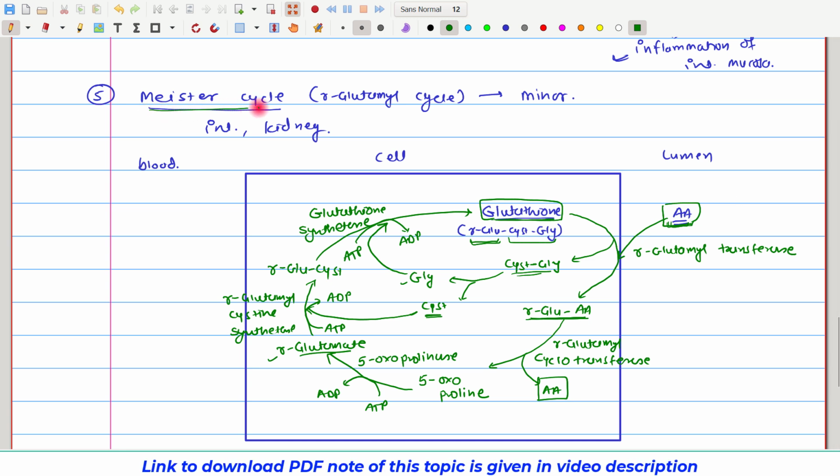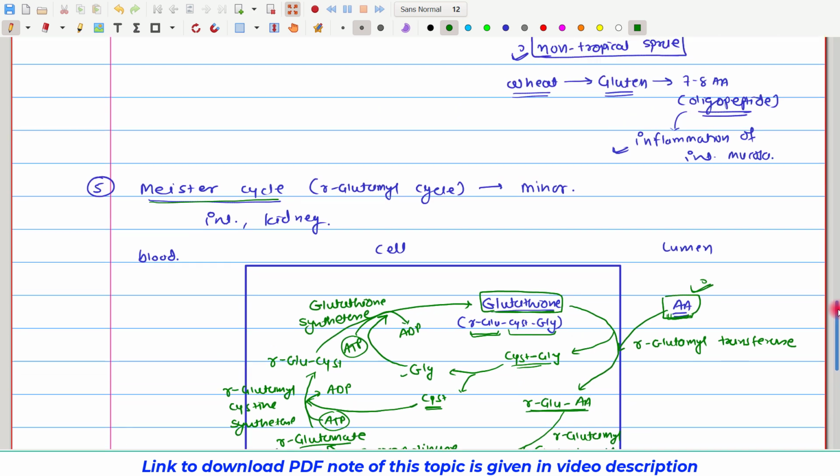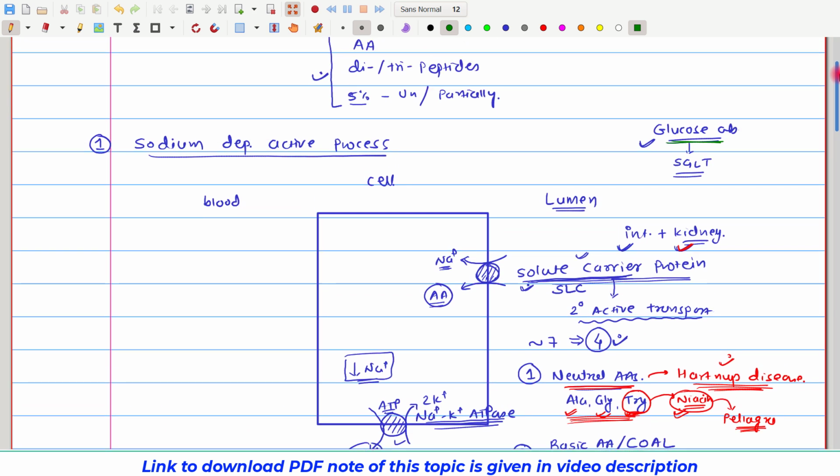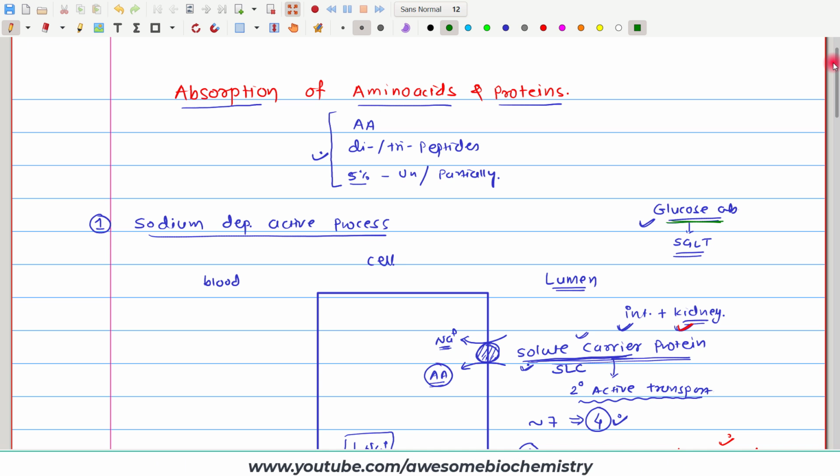This process of the Meister cycle for the absorption of amino acids is an expensive one. For each amino acid absorption, we require 1, 2 and 3 ATPs. So, 3 ATPs are required for the absorption of 1 amino acid from the intestine. So, this is an expensive process. So, these are all different mechanisms for the absorption of end products of digestion from the intestine. And along with this absorption process, we also understood many clinical aspects, including various diseases and the concept of super ORS. I hope that all the concepts are clear.